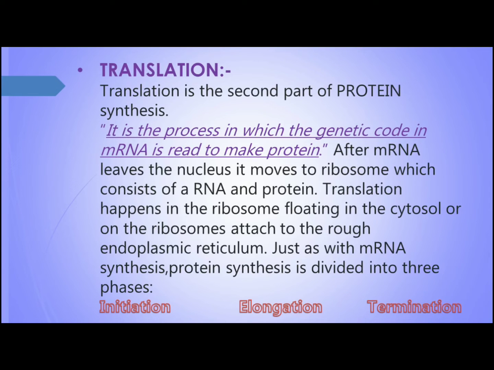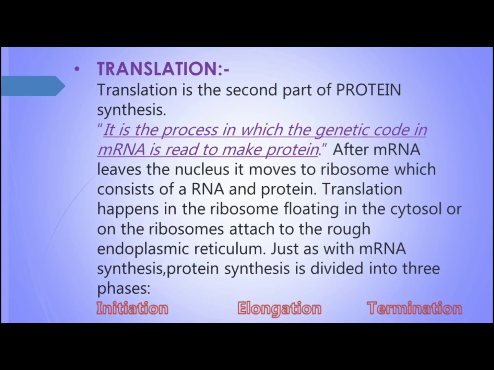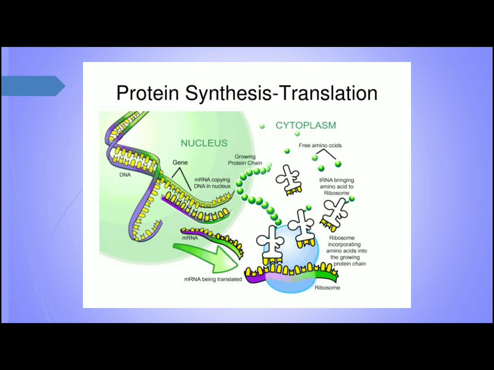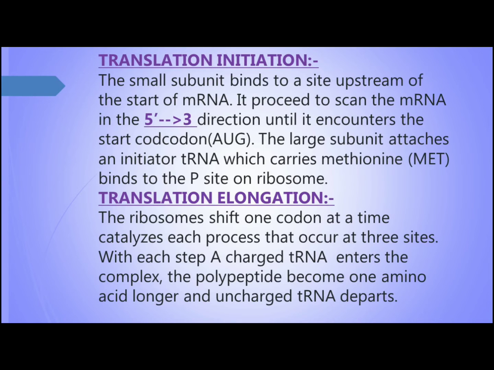Translation. Translation is the second part of protein synthesis. It is the process in which the genetic code in mRNA is read to make protein. After mRNA leaves the nucleus, it moves to the ribosome, which consists of RNA and protein. Translation happens in ribosomes floating in the cytosol or on ribosomes attached to the rough endoplasmic reticulum. Just as with mRNA synthesis, protein synthesis is divided into three phases: initiation, elongation, and termination.